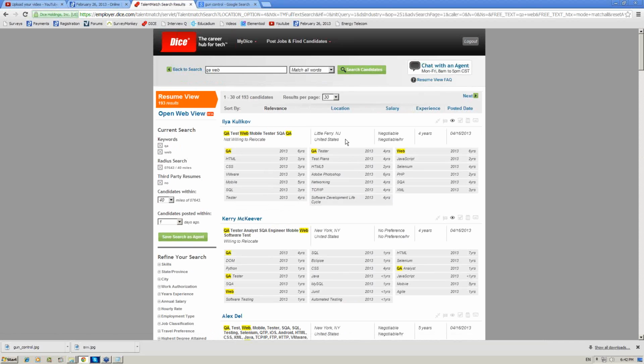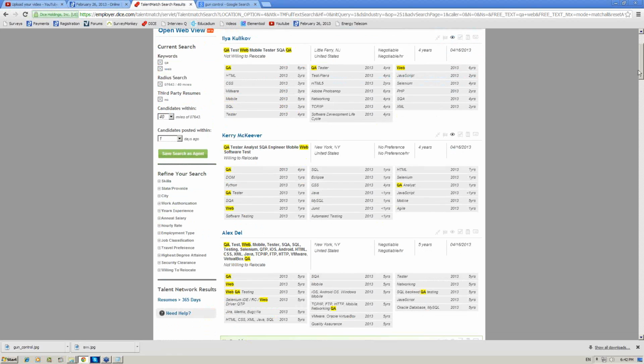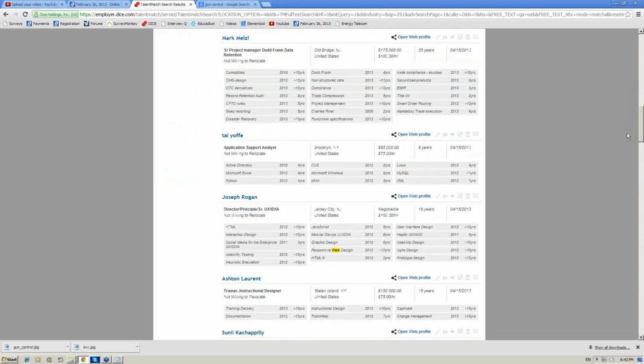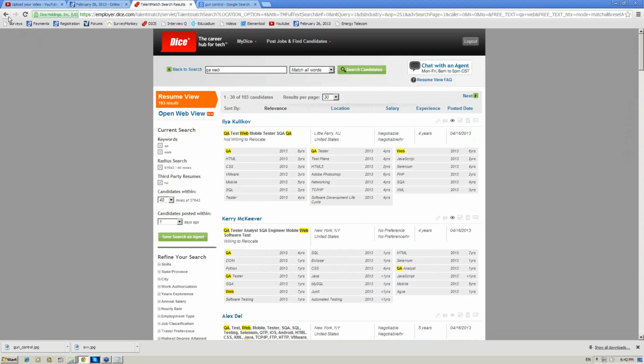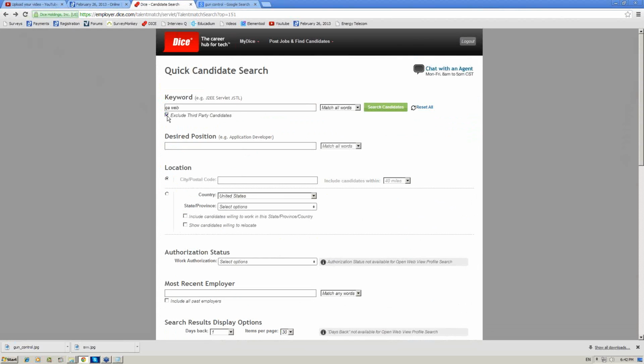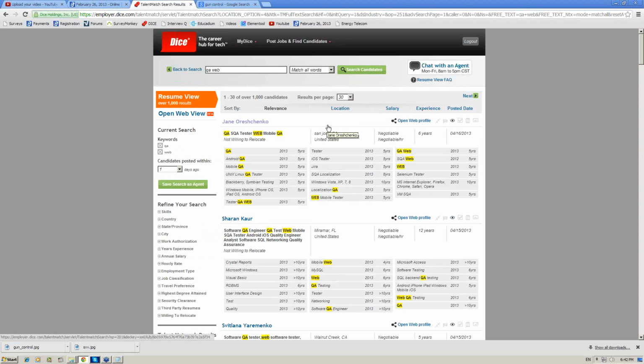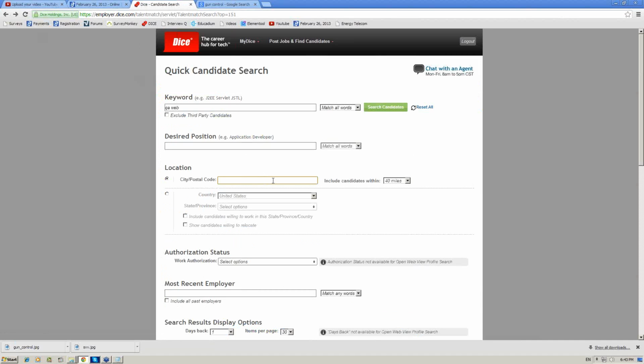Interesting. Konstantin says, what do you mean we miss you? We looked at your profile before. Okay, we have the same people and pretty much the same location here, guys. What I can try, though, I can uncheck that box. By default it says exclude third-party candidate, and if I uncheck it, let's see if it changes anything. Oh God, where am I now? Which code? Let's type it again.